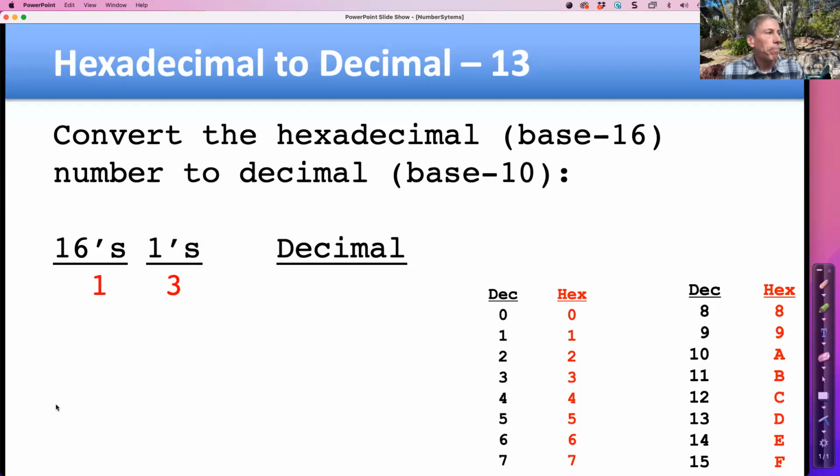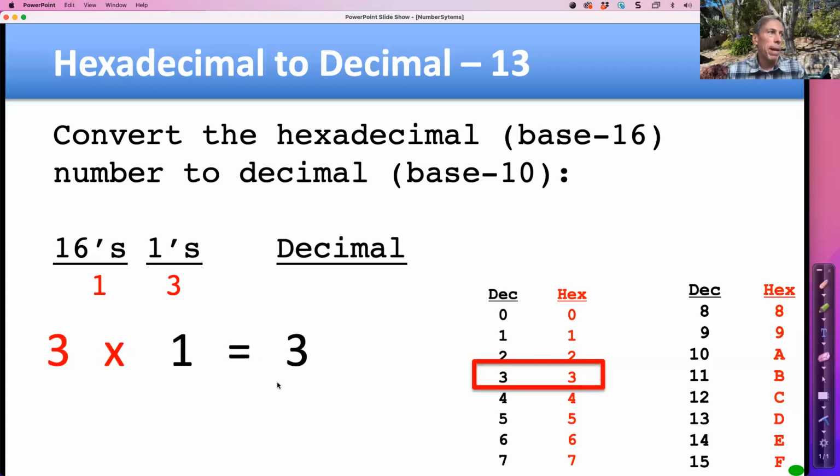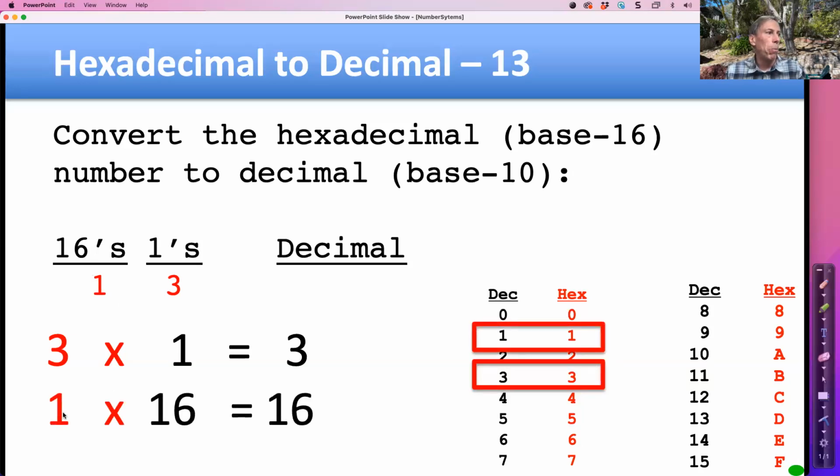What if I gave you now 1 $16 bill and 3 $1 bills? What can go in each one of these columns is anything from 0 hex to F hex, just like our other number systems. Let's start here. If I gave you 3 1s, I'd be giving you 3 times 1, or 3. And I'm going to give you 1 16, or 16. Just add those together. 16 plus 3 is 19 decimal.